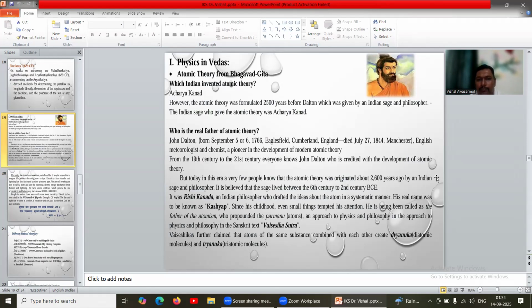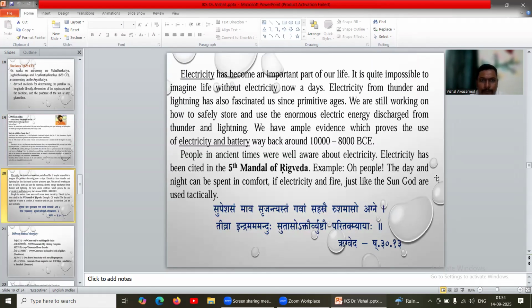who propounded the Paramanu, which means atom, an approach to physics and philosophy, in the Sanskrit text Vaisheshika Sutra. Vaisheshikas further claim that atoms of some substances combine with each other to create Dvyanuka, meaning diatomic molecules, and Tryanuka, meaning triatomic molecules.